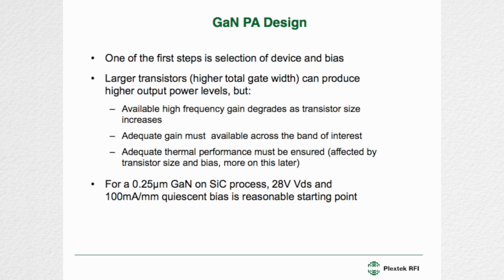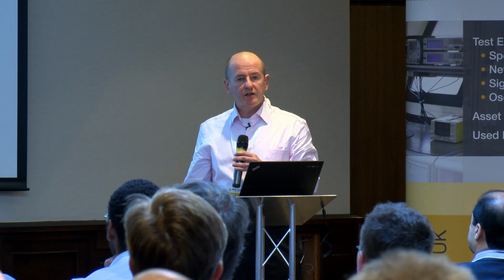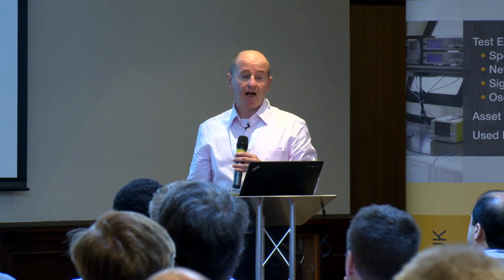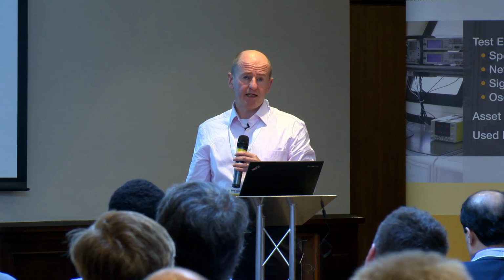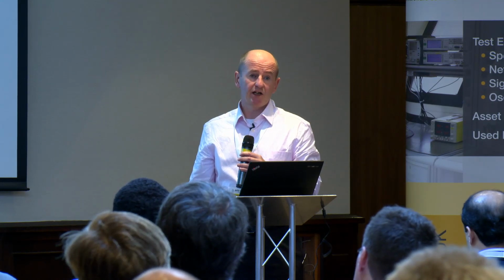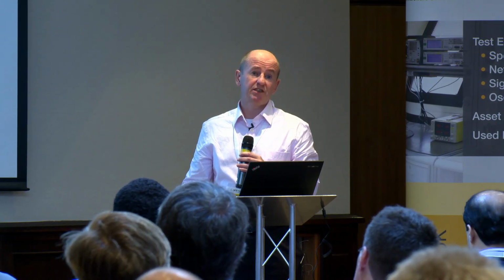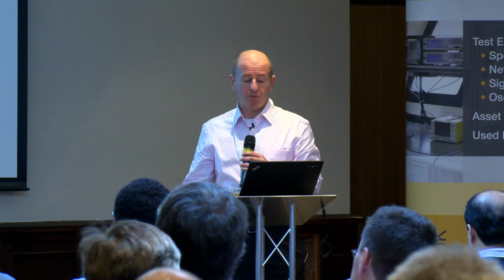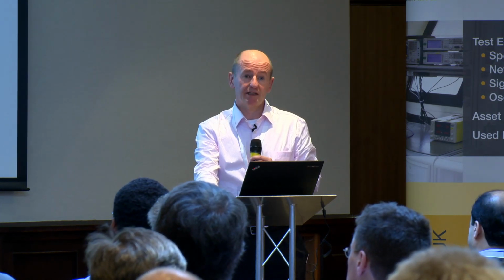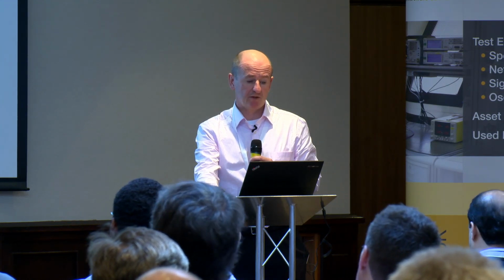Now, for a quarter micron GaN silicon carbide process, 28 volt VDS and 100 milliamps per millimeter is typical bias. The GaN transistors are biased in class AB, and they can go into quite deep AB and still have a reasonable amount of gain. As you back them off in the bias, you find the gain reduces and you sacrifice some gain. You win a little bit of efficiency. The saturated output power capability is largely unchanged.